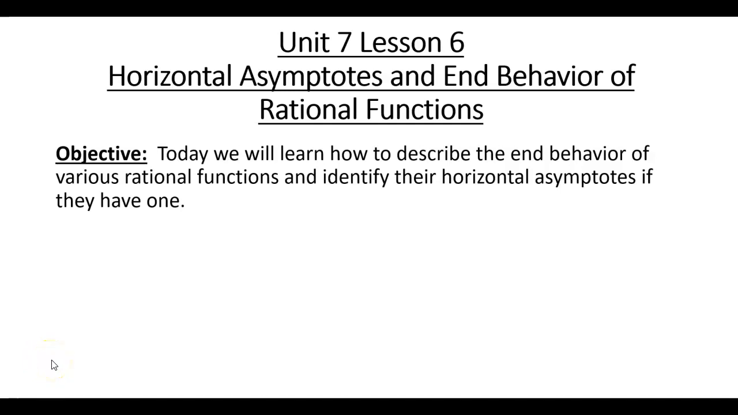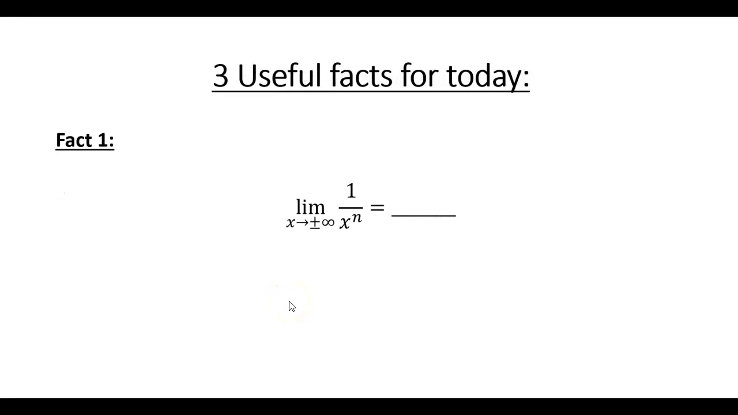We're going to talk about horizontal asymptotes and end behavior of rational functions. We started that last lesson, but that was only with a special kind of rational function. Now we're going to look at a broader case, a more general group of rational functions, and how we can do it in general. So let's go ahead and begin here.